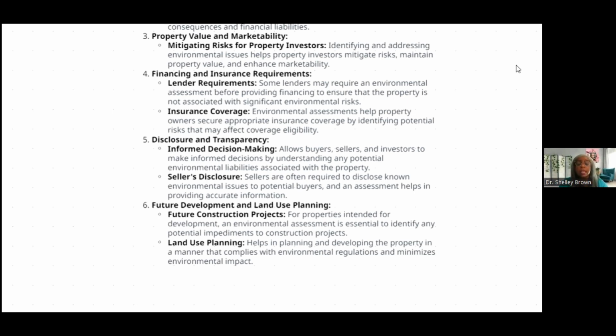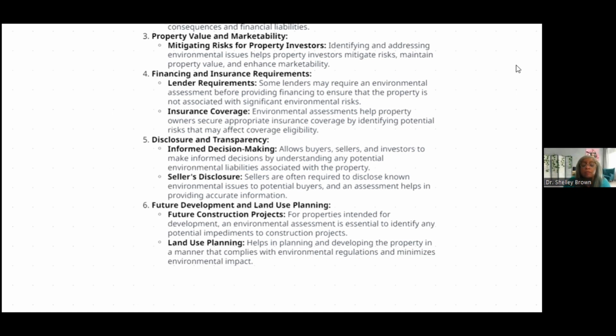Now, if there is some kind of contamination on this land, you are not going to get the permits that you need to build on the land. And it's going to end up being a piece of property that you can just look at, because no one is going to give you permits or finance it or insure it if it has problems with the land. And then land use planning.